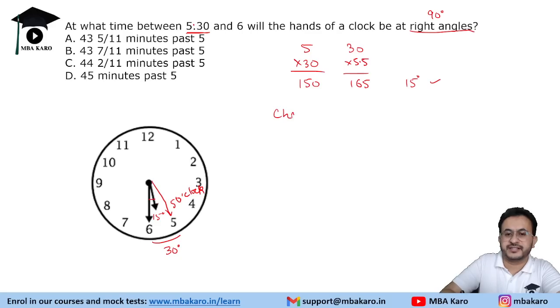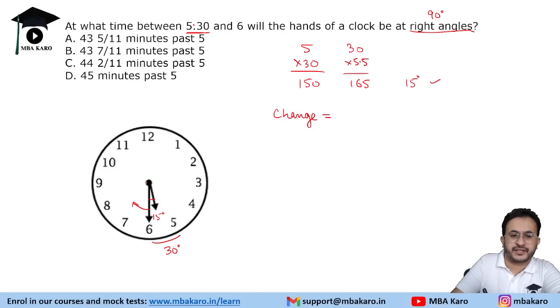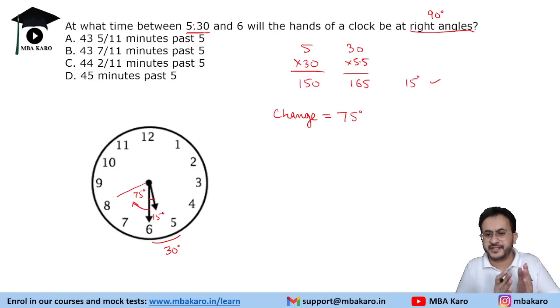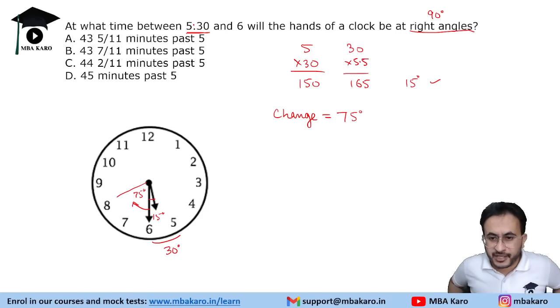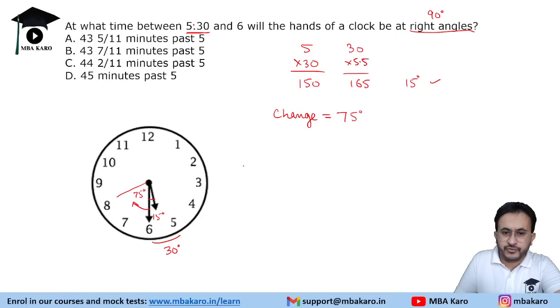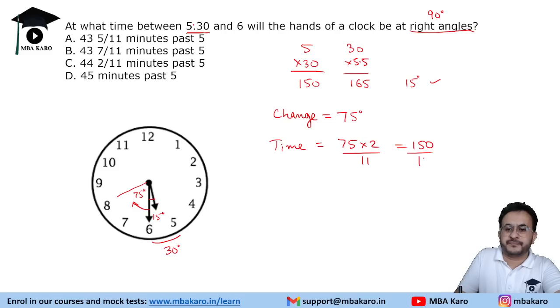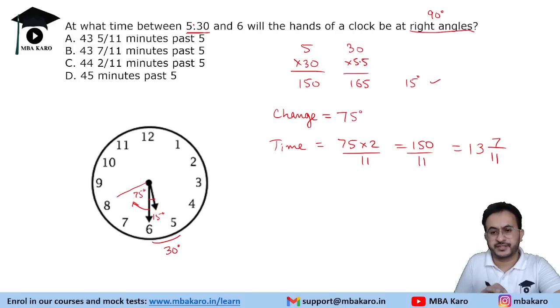Now what is the change needed? Now this hand will move this side. The angle initially was 15 degrees. It has to increase by how much? 75 degrees. So the change is 75 degrees, because the angle is already 15, it has to move ahead by 75, then only it will become 90 degrees. So that is the movement needed. So what is the time? Time is 75 into 2 by 11, which is 150 upon 11, which is 13, 7 by 11.